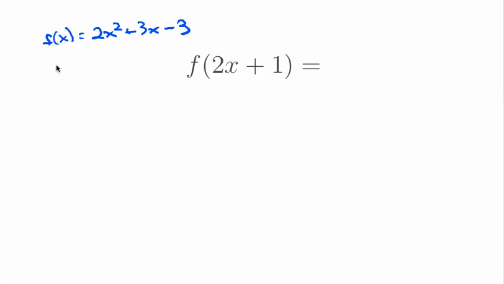So when I was looking at f of 4, I just simply replaced the x on both sides here and these 2 places here with a 4. I'm going to do the exact same thing in this case, except I'm going to replace the x with a 2x plus 1. So f of 2x plus 1 is equal to 2 times, and let me just put the blanks here, 2 times something squared plus 3 times blank minus 3. So what I'm going to plug in here is 2x plus 1.